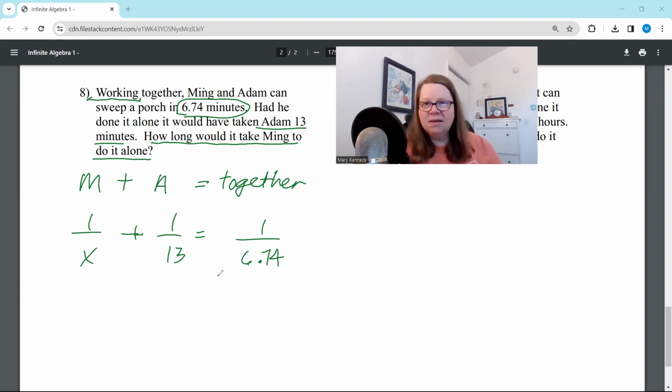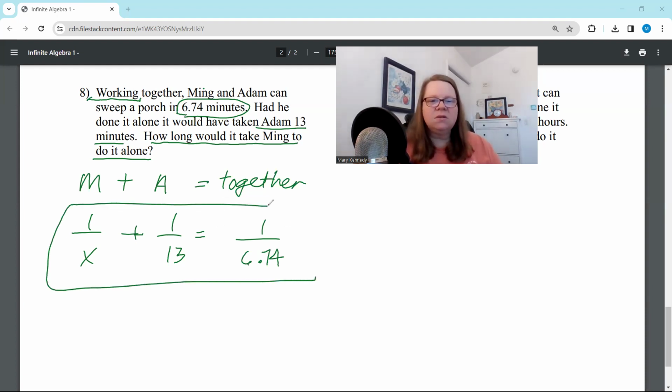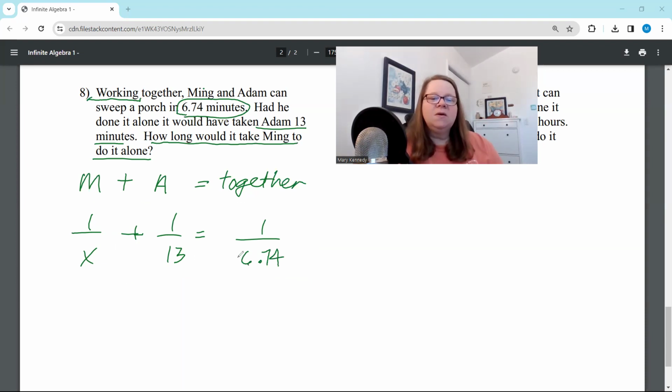So we're going to take this and solve for X, and that'll tell us how long it would take Ming to do the job alone. If all you have to do is show how you would solve this problem, then this is your answer. This is the equation using the formula for how to solve this problem. To actually do this, we want to get rid of the denominator for each of these fractions, to have a cleaned up version of this.